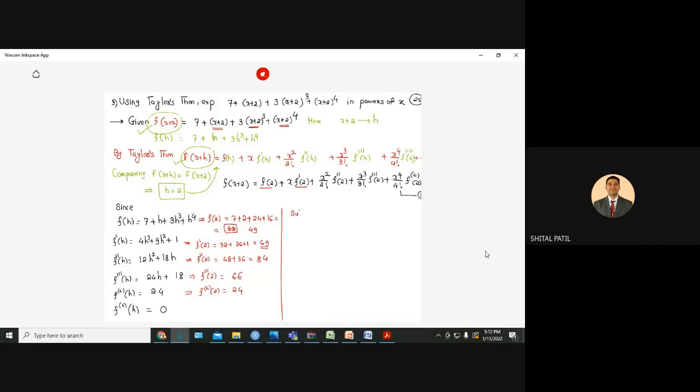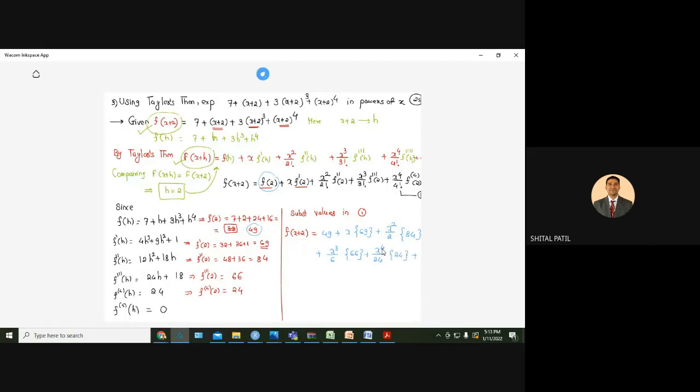Substitute the values in 1. So f of x plus 2 equals, let me substitute them. f of 2 is 49, plus x f dash of 2, 69, plus x square divided by 2 factorial, that is 84, plus x cube divided by 3 factorial, that is 66, plus x raised to 4 by 4 factorial, 24.